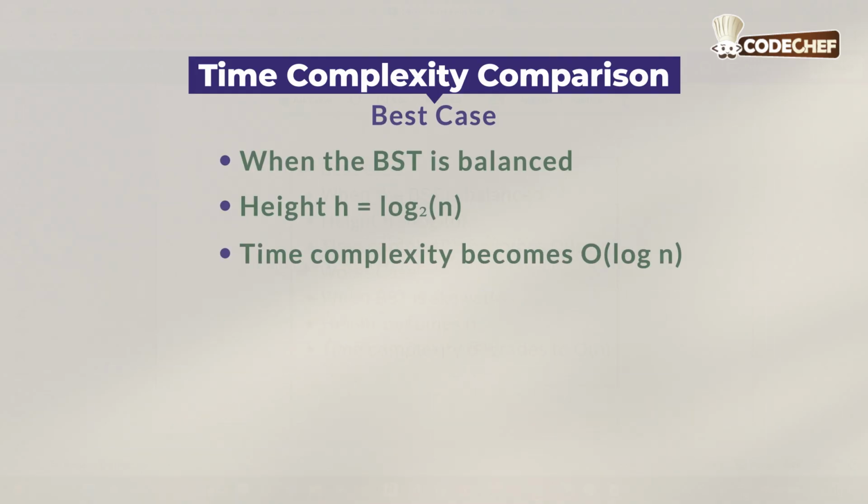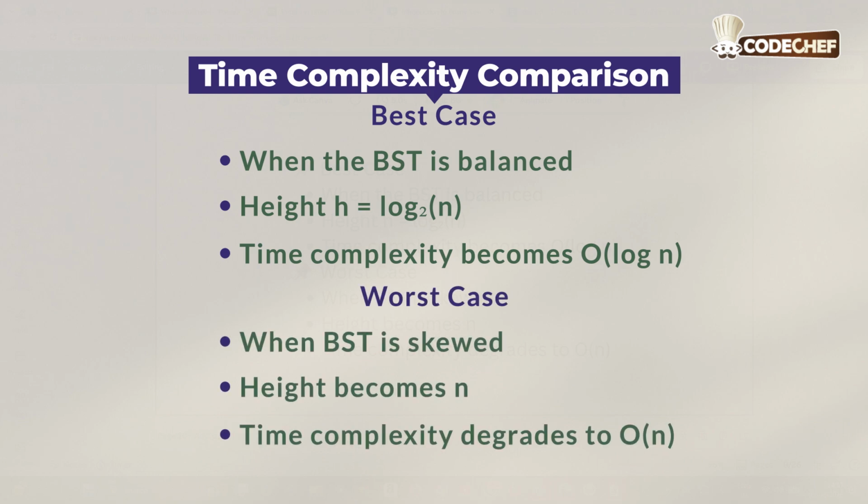The best case is when the BST is balanced, height h becomes log base 2 of n and time complexity becomes O(log n). The worst case is when the BST is skewed, height becomes n and time complexity degrades to O(n).